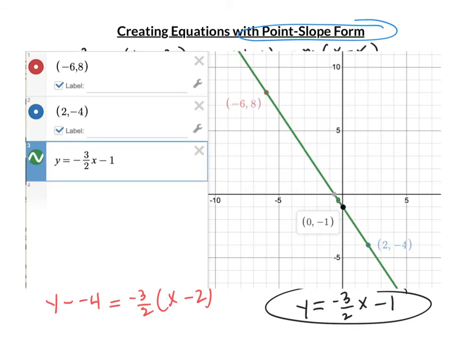There are 2 points, (-6, 8) and (2, -4). And there's the line we just created, y equals -3/2 x minus 1. It's a screenshot from Desmos.